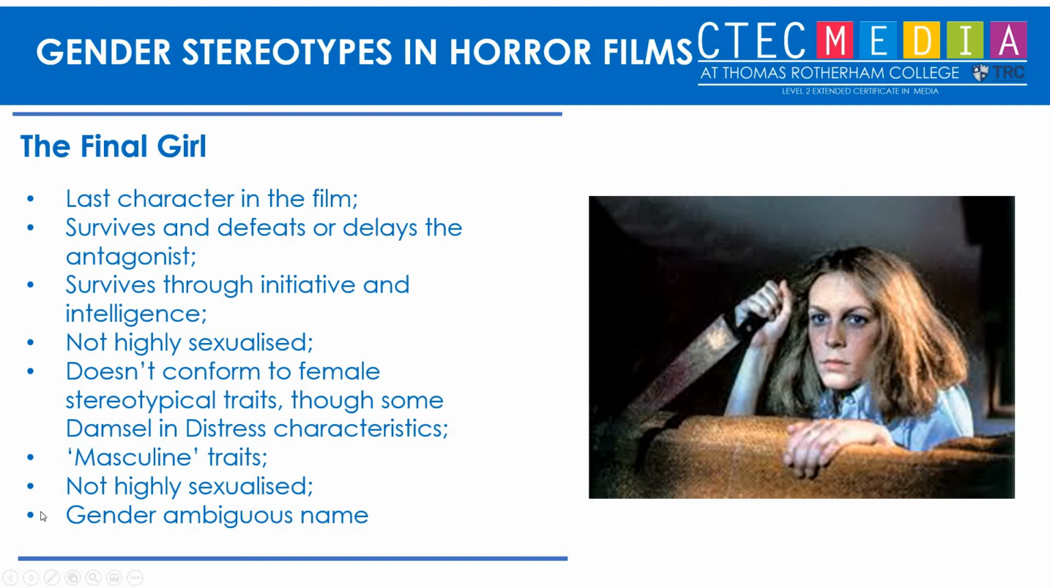This is quite an interesting one as well. They sometimes will have what's called a gender ambiguous name. A gender ambiguous name is a name that can be used for both a male and a female, something like Ripley or Sydney, Alex, something like that. It can be used for either gender.